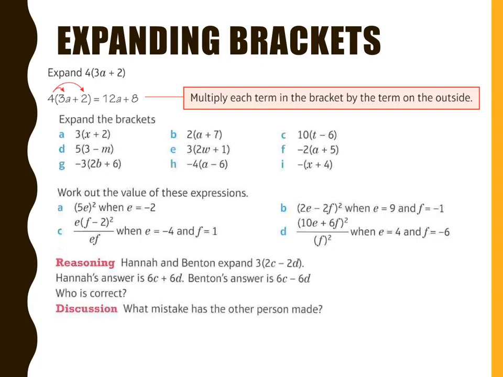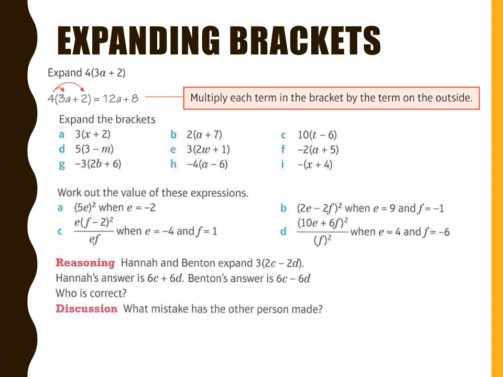Okay, Hannah and Benton expand 3 in brackets 2c minus 2d. Hannah's answer is 6c plus 6d. Benton's answer is 6c minus 6d. Who is correct? Again, a reasoning question. Make sure your reasoning questions have value in them and you're using mathematical concepts. So in this case, 3 times 2c is 6c, minus 6d. There's a minus here. So Benton's answer is correct, but of course you're not going to just say Benton's answer is correct, because if you expand this, you get that. You have to prove it.